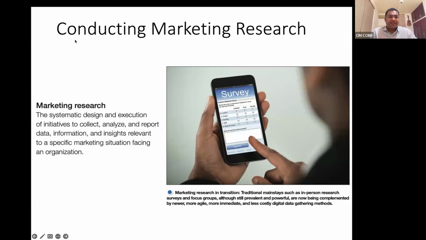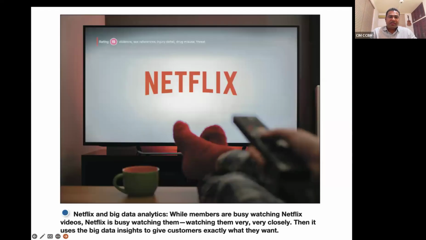Why? Today, everything is done digitally. Everything is done on an app. All surveys, as you can see here, are done online. Traditional mainstays such as in-person research and focus groups are there in some areas, but are now slowly dying. So research is very, very important. And sometimes you don't need to have a questionnaire and ask customers. Netflix, for instance, does a lot of data crunching. They employ a lot of AI to give you what you like to see.